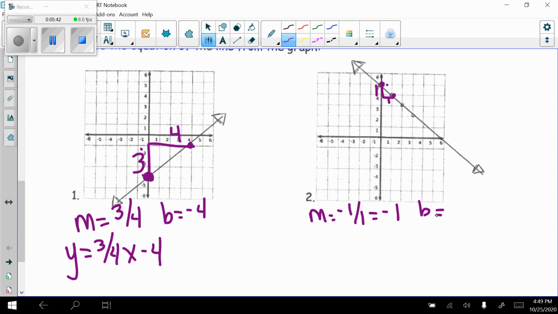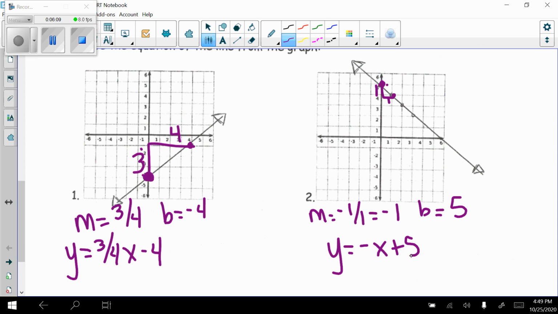My y-intercept, this point right here, where is it crossing the y-axis? +5. So now again, just plug those two numbers into my equation. So y equals -1x, or I don't have to write -1, I can just write -x plus 5. There's that equation of that graph.